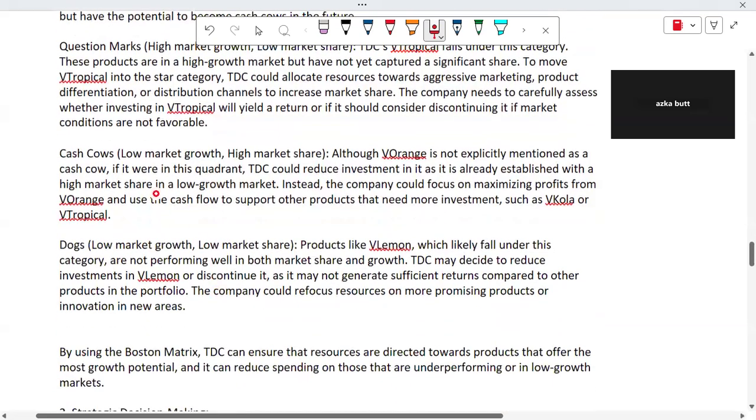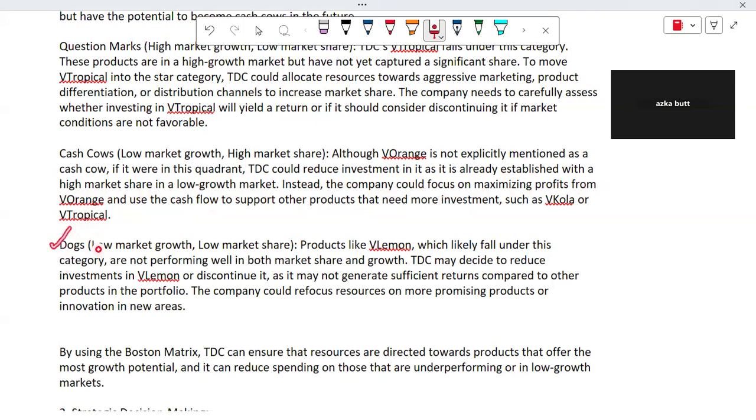Next one is the cash cows. So cash cow means the low market growth and high market share. So basically we are discussing each quadrant of the BCG matrix. Although V Orange is not explicitly mentioned as a cash cow, if it were in this quadrant, TDC could reduce investment in it as it is already established with the high market share in a low growth market. Instead, the company could focus on maximizing profits from V Orange and use the cash flow to support other products that need more investment, such as V Cola or V Tropical.